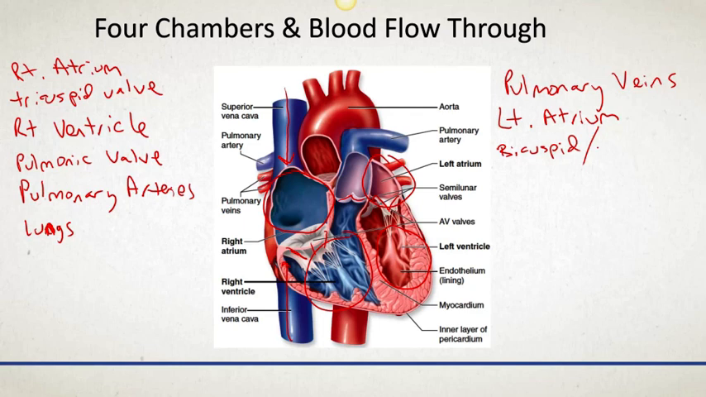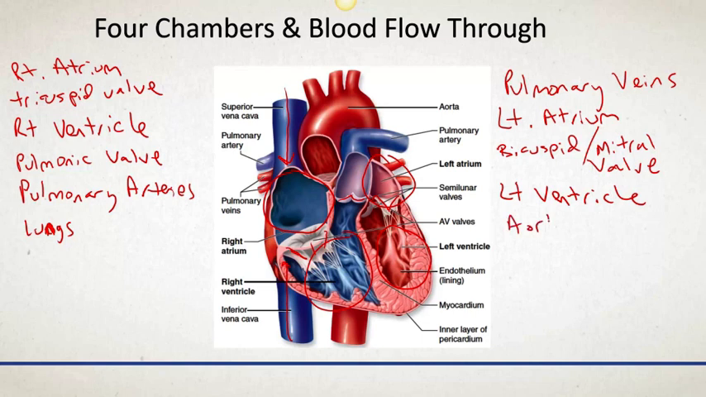Sometimes referred to as the mitral valve. And then down into the left ventricle. From the left ventricle, blood is going to be pumped up and out of the heart to the rest of the body. So it goes through the aortic valve, into the aorta, and to the rest of the body.